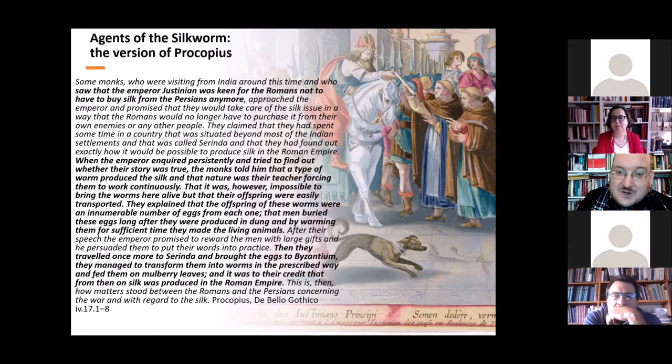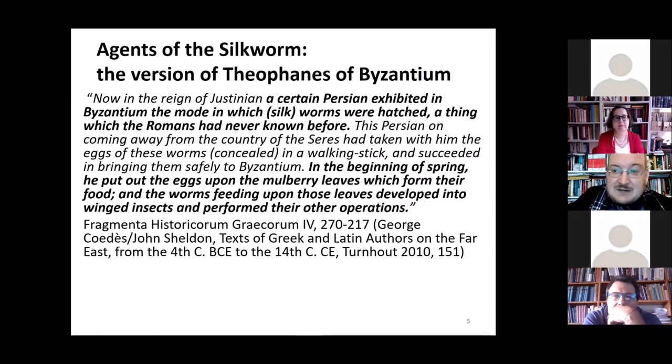However, there is a different version of the same narrative which we have only in fragments in the text of Theophanes of Byzantium from the late 6th century. And there, these are not two monks, there is a certain Persian who more or less gives over the secret of silk production to Emperor Justinian.